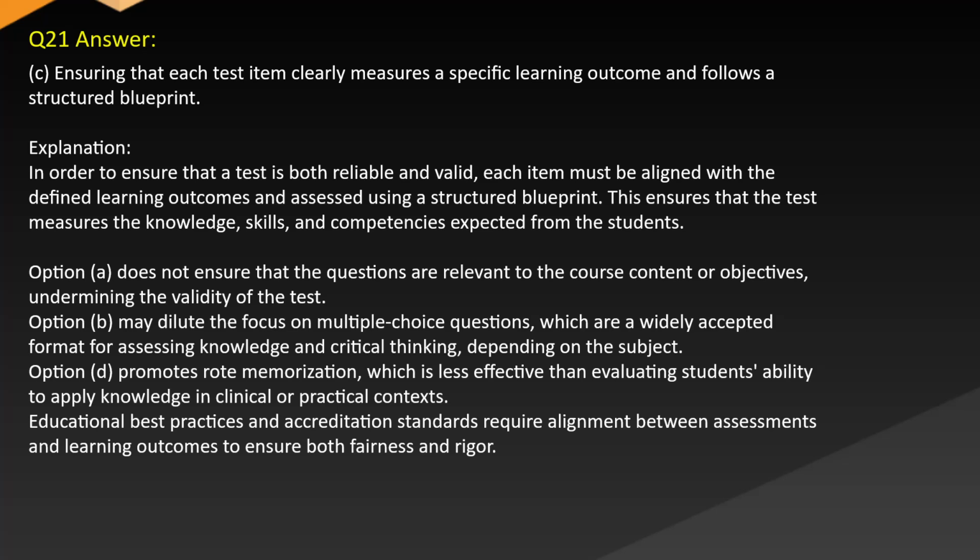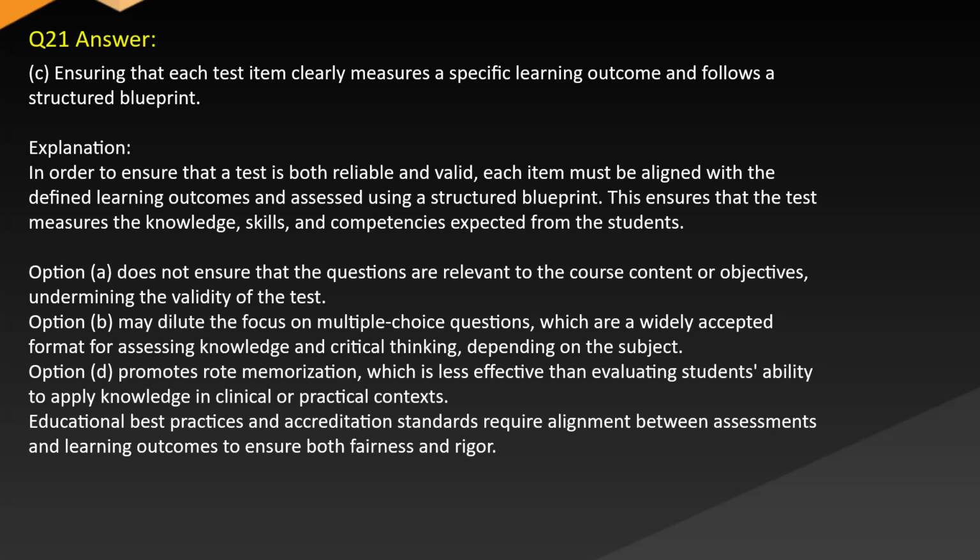Correct answer, C. Ensuring that each test item clearly measures a specific learning outcome and follows a structured blueprint. Explanation. In order to ensure that a test is both reliable and valid, each item must be aligned with the defined learning outcomes and assessed using a structured blueprint. This ensures that the test measures the knowledge, skills, and competencies expected from the students.